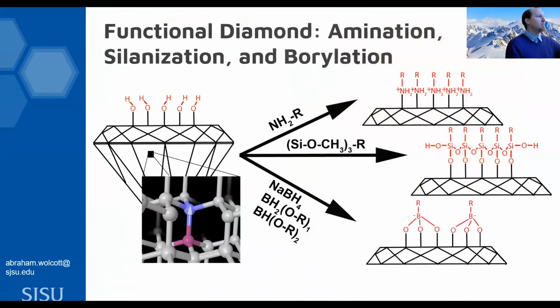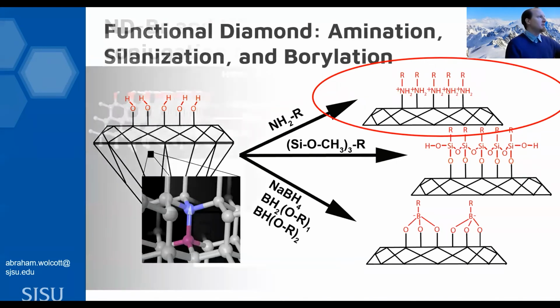When we do our work at San Jose State, my lab is separated into about 4 thrusts, going on to 5 thrusts. We're focusing on amine chemistry, silica chemistry, and boron chemistry. For today, I can't really get into much of the silica chemistry, even though it seems to be the most robust way to modify the surface of the HPHT diamond. I can give an update on boron in the near future. But for today, I'd like to talk about the amination chemistry.